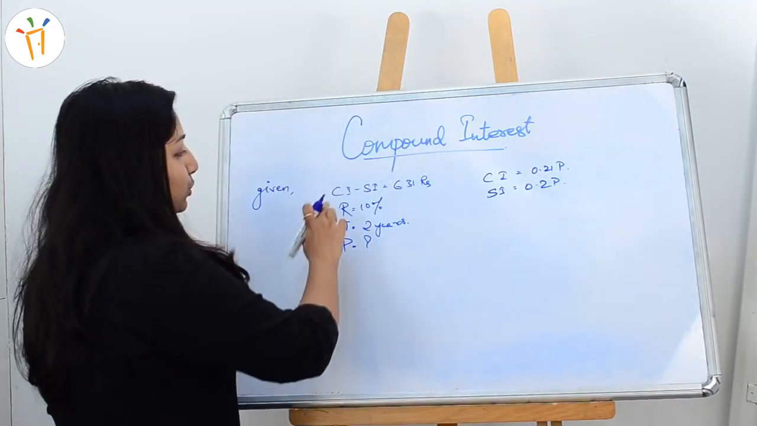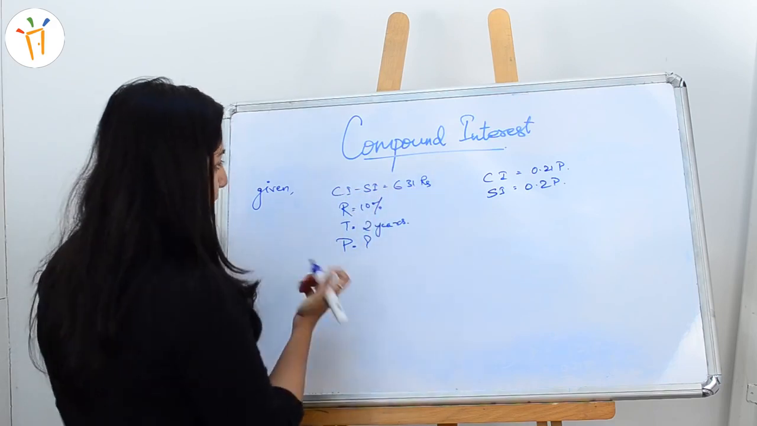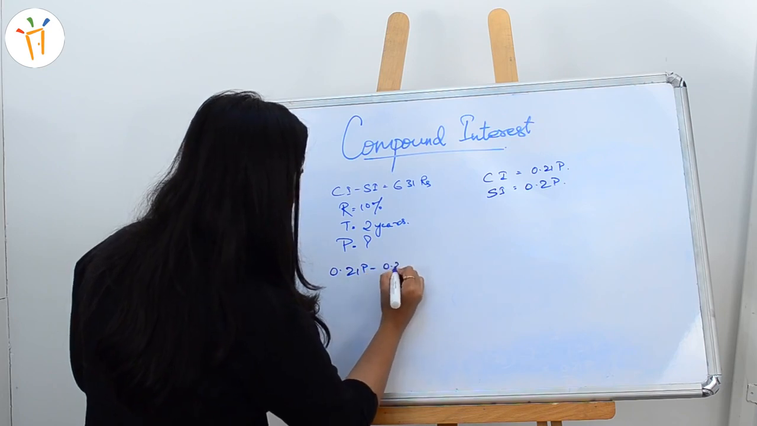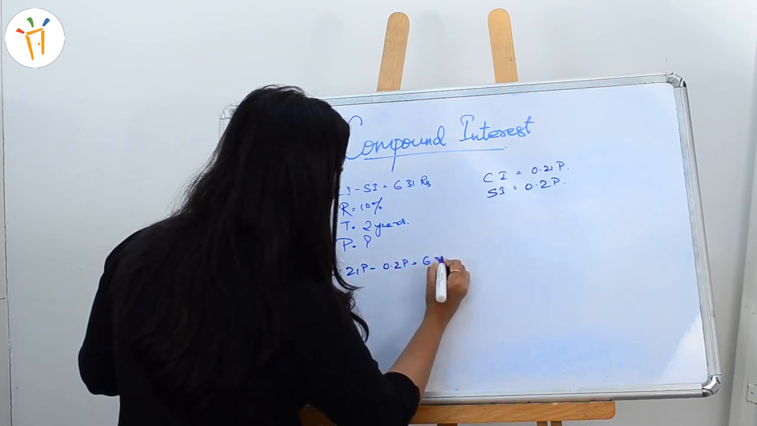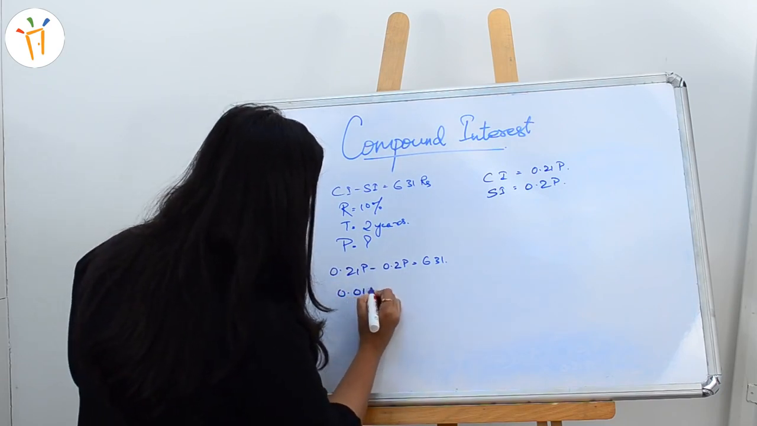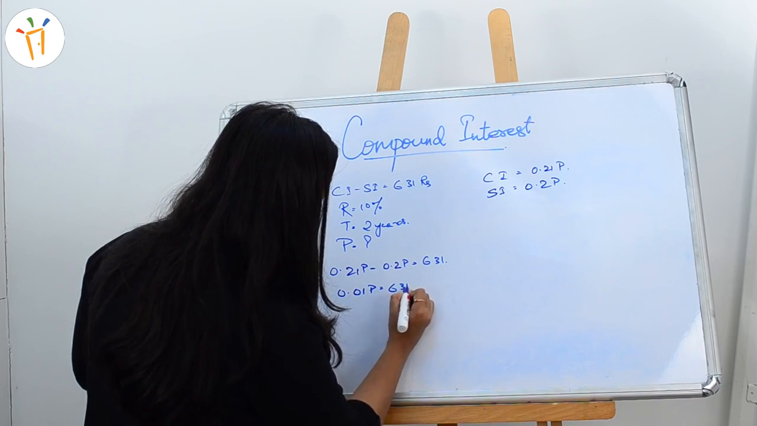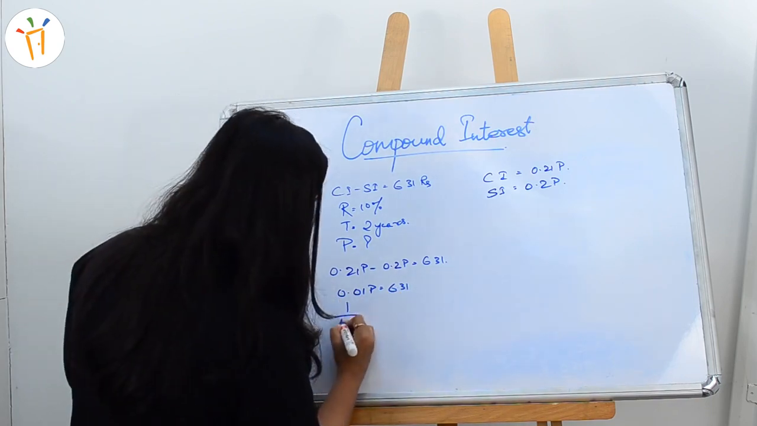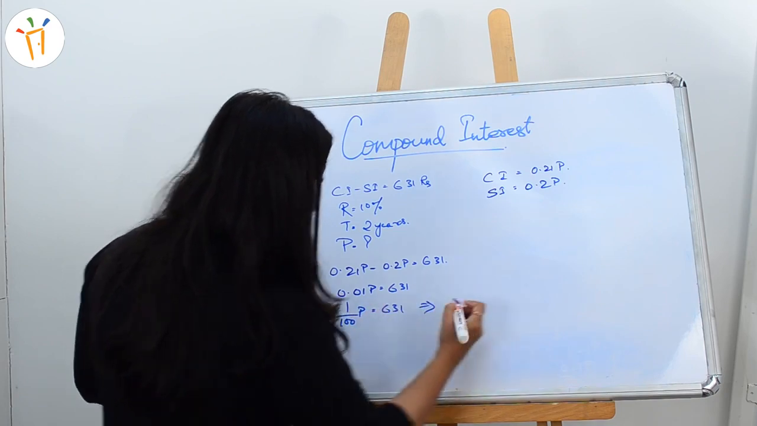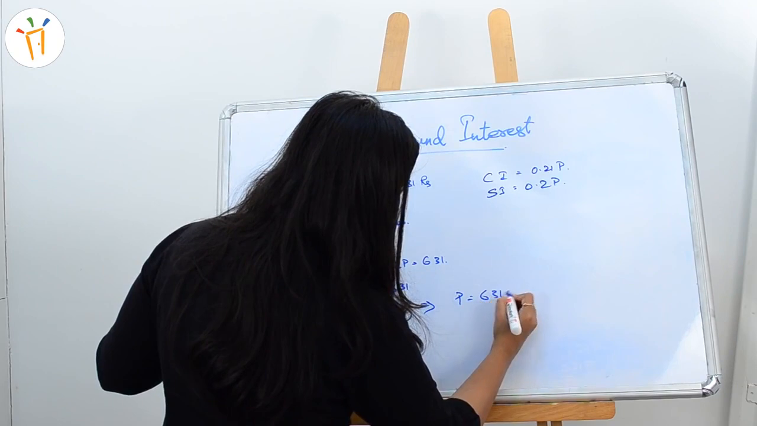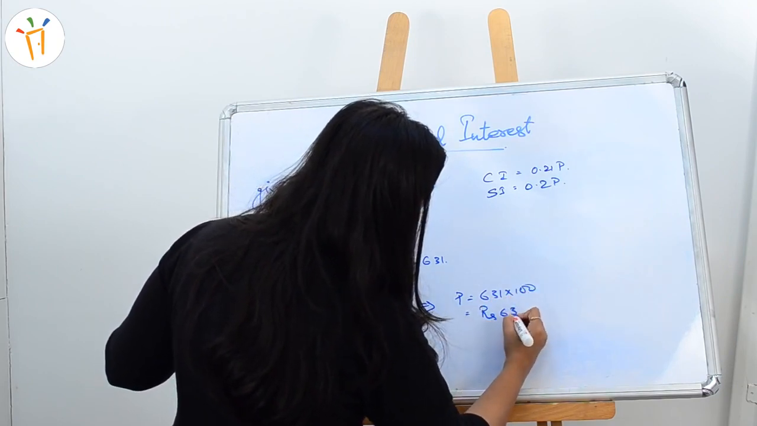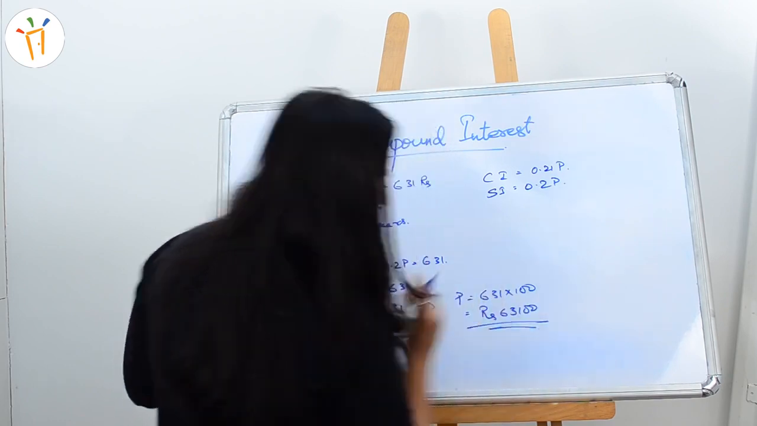So now we know that CI minus SI is 631. So we can write it as 0.21P minus 0.2P equals 631. If we subtract these two, we get 0.01P equals 631. 0.01 will be 1 by 100. 1 by 100 into P is 631. From this we get P equals 631 into 100. That is rupees 63,100 is the principal.